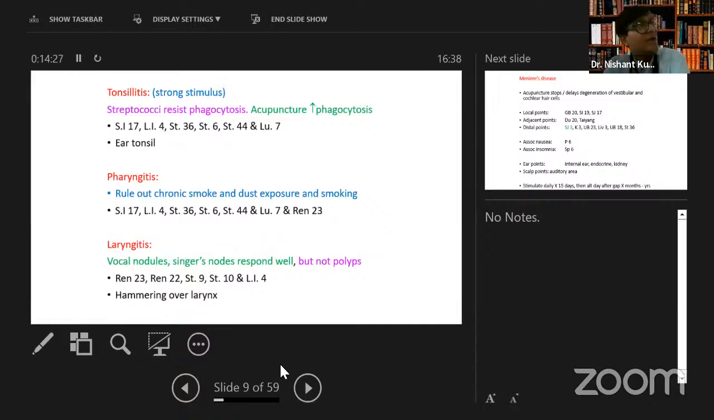Okay. For pharyngitis, again, the irritant has to be removed first. You can't say I'll keep on smoking cigarettes or weeding and I want acupuncture to cure my pharyngitis.